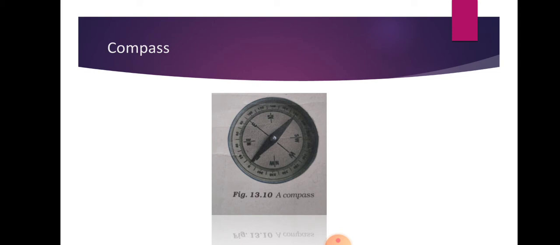It consists of a glass case, as you can see here very clearly. It has a glass covering, and inside it there is a dial. In that dial you can see the different directions, and you can see a needle pointing in the north south direction. Now this needle is made up of magnet. It is a magnetic needle, and it is pivoted in the compass. It is pivoted in such a way that it can rotate freely in any direction.